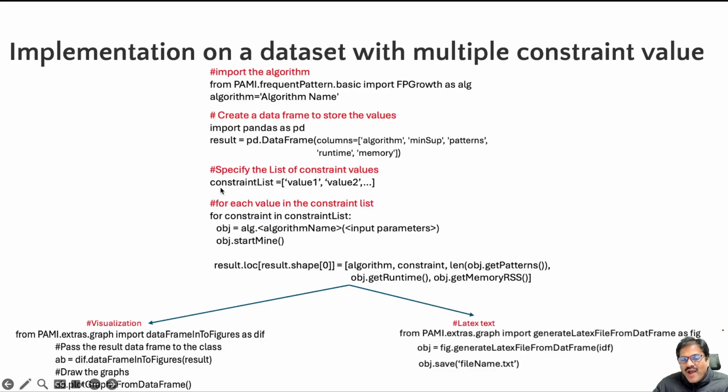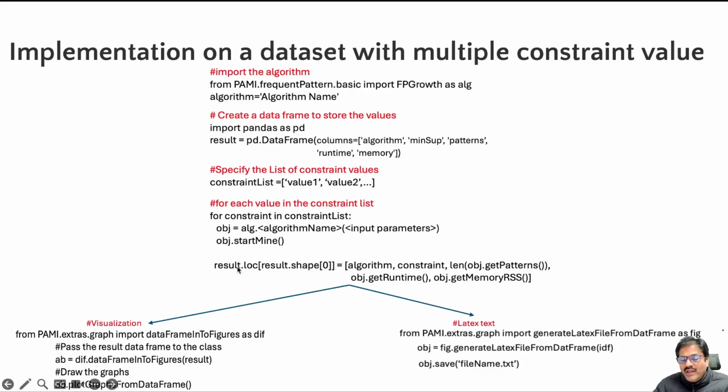Next, for a specific constraint, please specify different values. Next, for each constraint, we call the algorithm and execute it. The generated results will be stored in the resultant data frame.